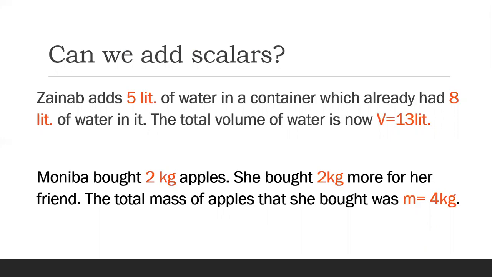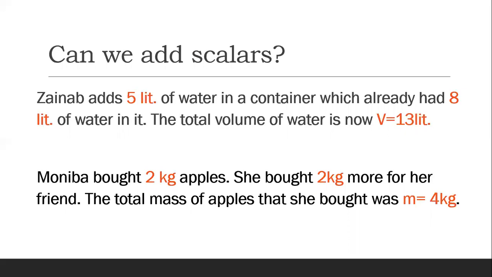So Zainab adds 5 liters of water in a container which already had 8 liters of water in it. I don't know why Zainab is being so naughty today. So 8 liters of water is already in the container and she added 5 more. Total volume of water: volume is a quantity mentioned in this example. It is a physical quantity. And when you add the volume of water, 8 plus 5 is equal to 13 liters. 13 being a number, liter is its unit, and V is the volume. So volume is a scalar quantity and it is completely described by its magnitude.